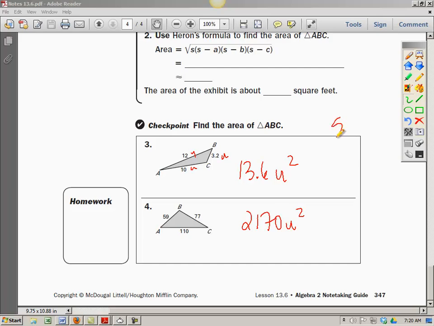Don't forget that you have to calculate the semi-perimeter first, which is half of the lengths of all the sides added together, okay? Because you need that for Heron's area formula. All right, so that concludes lesson 13.6 on the law of cosines.